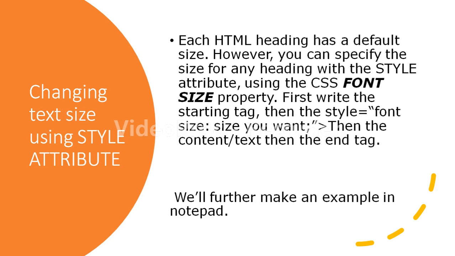So, changing text size using the style attribute. Each heading element has a default size. However, we can change the size for any heading with the style attribute using the CSS font-size property. The format is: first we write the starting tag, then the code, which is style equal to font-size, then the size you want, then the content and then the ending tag.